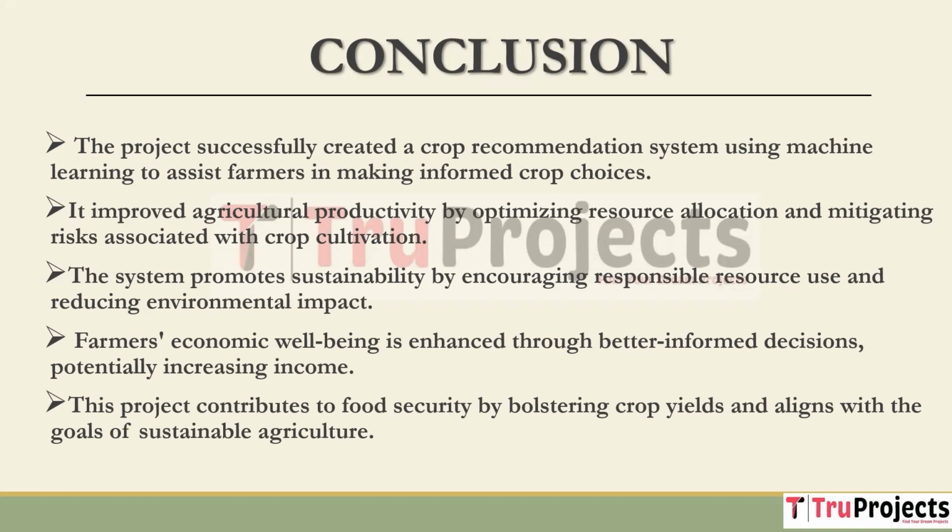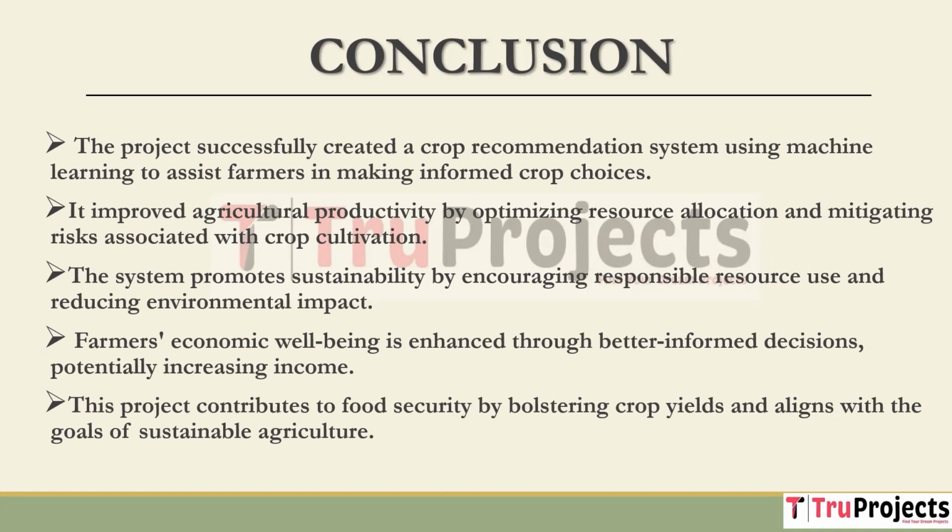The project successfully developed a crop recommendation system that harnesses the power of machine learning algorithms. It simplifies the decision-making process of the farmers and assists them in selecting more suitable crops for cultivation. One of the project's primary achievements is a significant improvement in agricultural productivity. By analyzing historical data and leveraging machine learning models, the system helps farmers by optimizing the allocation of resources such as water, fertilizers, and land.